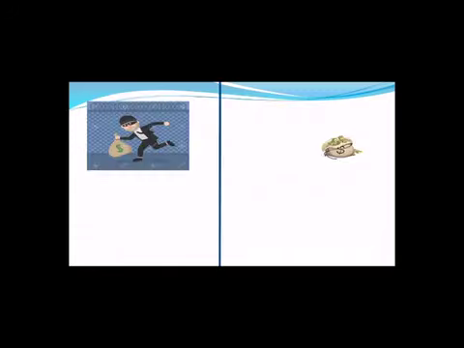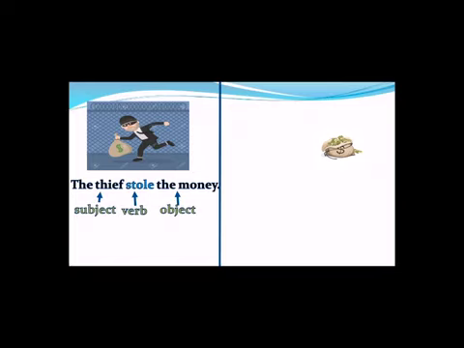Very good. So let's start with this example. Please have a look at this picture here. We have a thief here and a bag of money. So the thief stole the money. Okay. The subject is the thief, the verb is stole, and the object is the money. The question here is, what happened to the money? Now we are focusing on what happened, right? On the action, which is stealing money. So the sentence will be, the money was stolen by the thief.